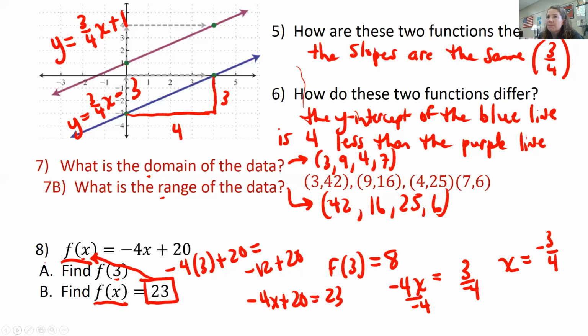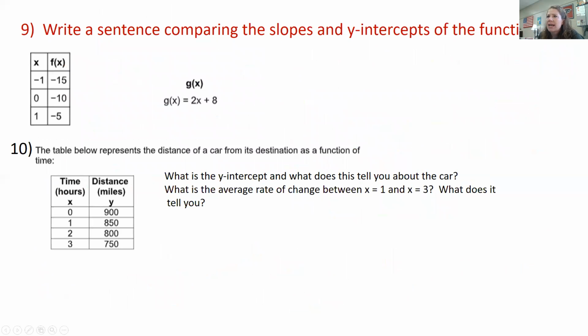All right, look at number 9. Write a sentence comparing the slopes and intercepts of the function. So the equation is easy because 2 is the slope. So the slope of the equation over here is 2, and the y-intercept is 0.8.